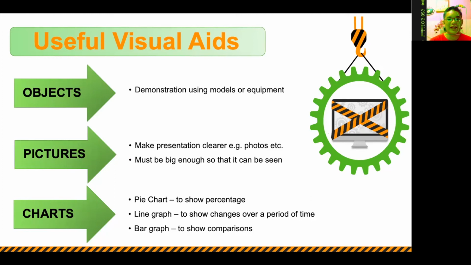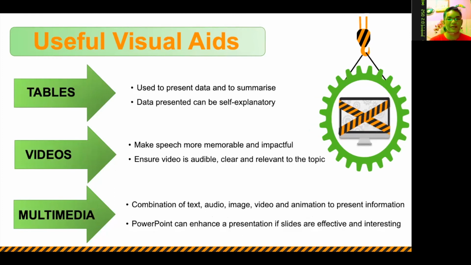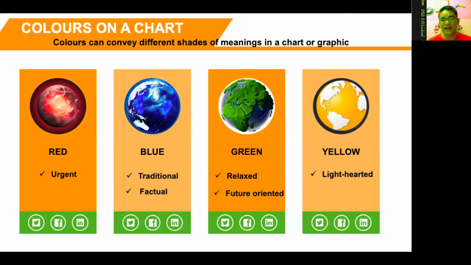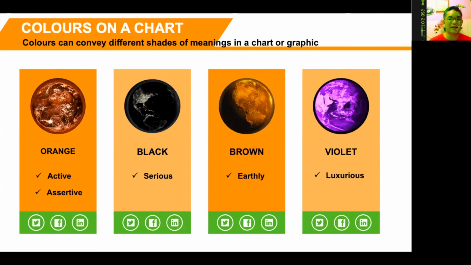Useful visual aids. We have objects, pictures and chart, tables, videos and multimedia. Ni warna warna yang kita gunakan. Colors can convey different shades of meanings in a chart or graph. Kalau merah tu red, urgent, blue traditional, green relaxed, yellow light-hearted, orange active, black serious, brown earthly and violet luxurious.